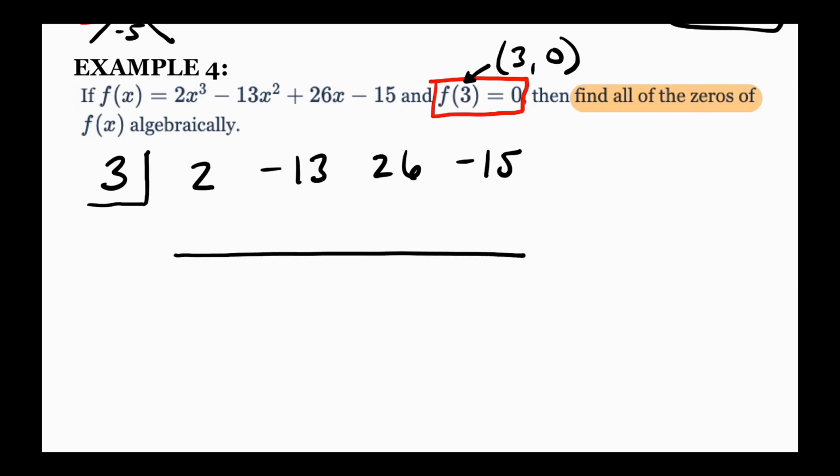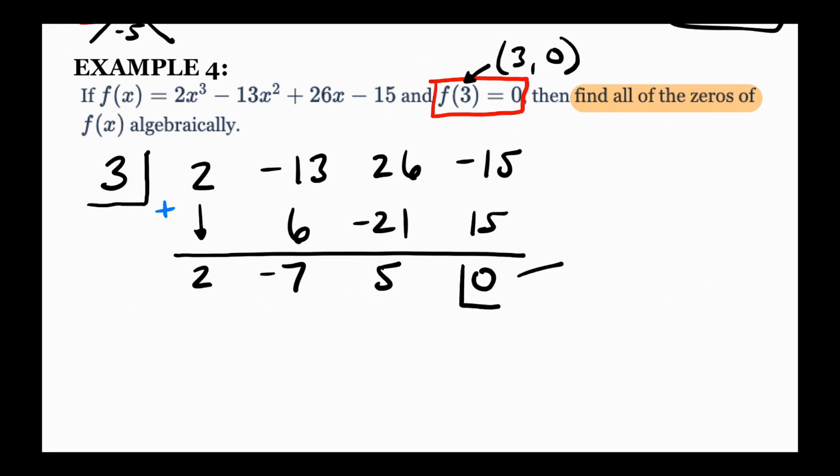So move the 2 down, multiply 2 times 3, I get 6. Add straight down, I get -7. Multiply again, I get -21. Add straight down, I get 15. Add straight down, I get 0. My remainder is 0. Okay, good. Remainder of 0.